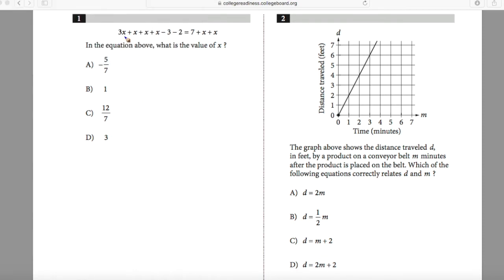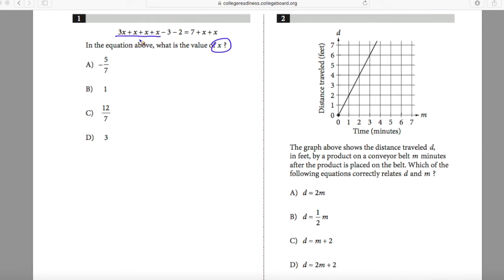Question 1 states 3x plus x plus x plus x minus 3 minus 2 equals 7 plus x plus x. In the equation above, what is the value of x? So essentially, we are attempting to simplify and combine these like terms to solve for x overall.